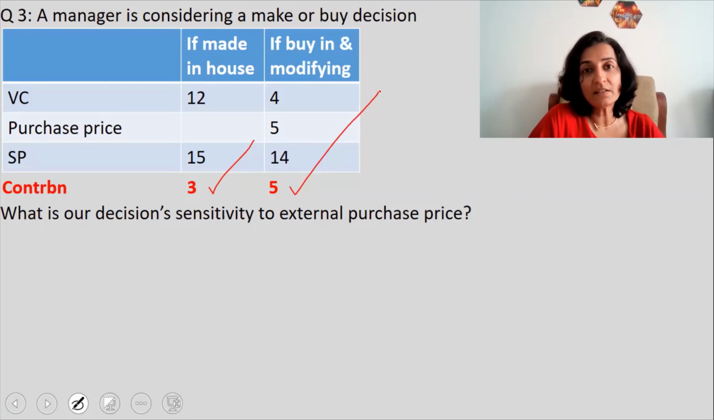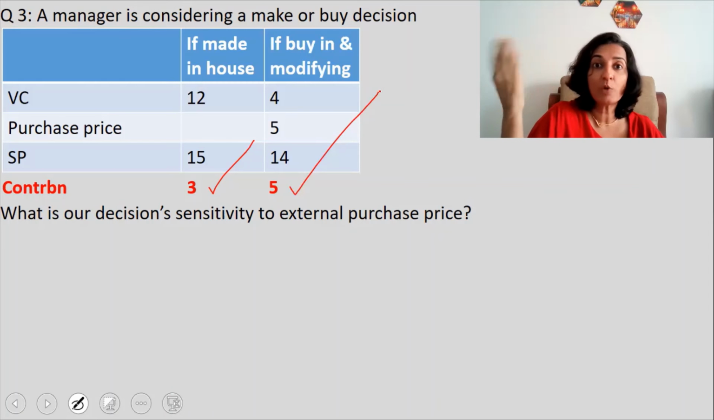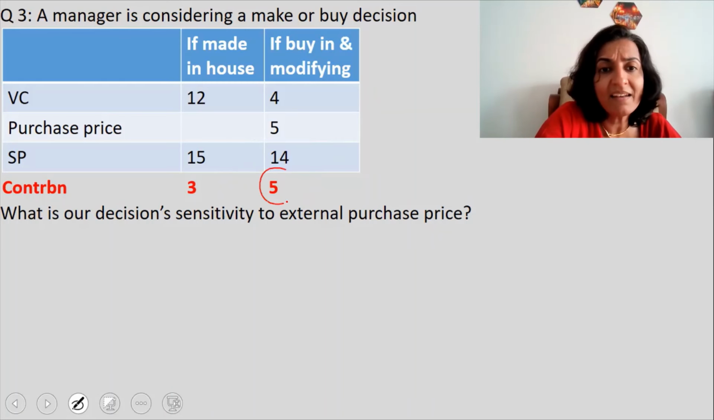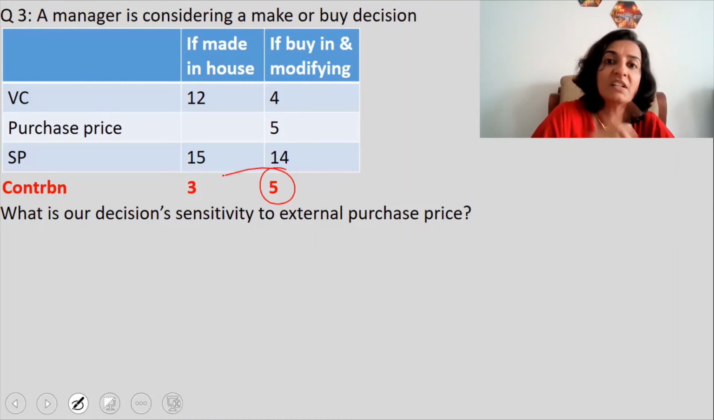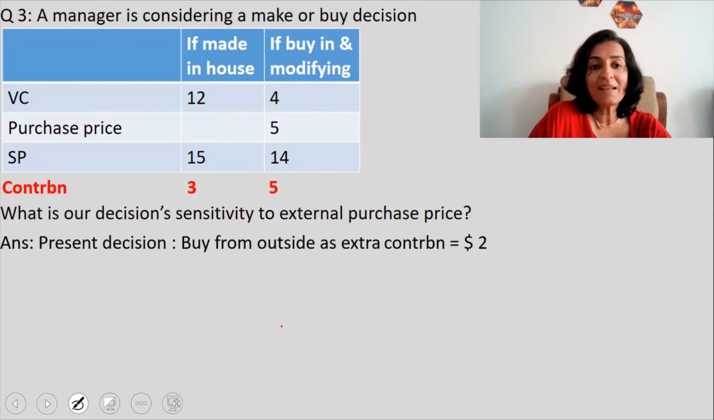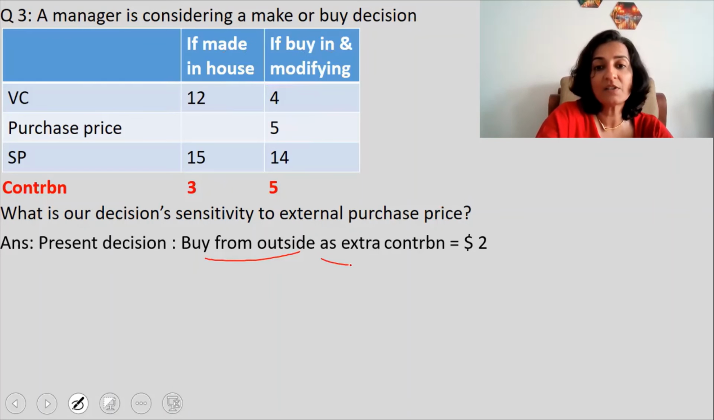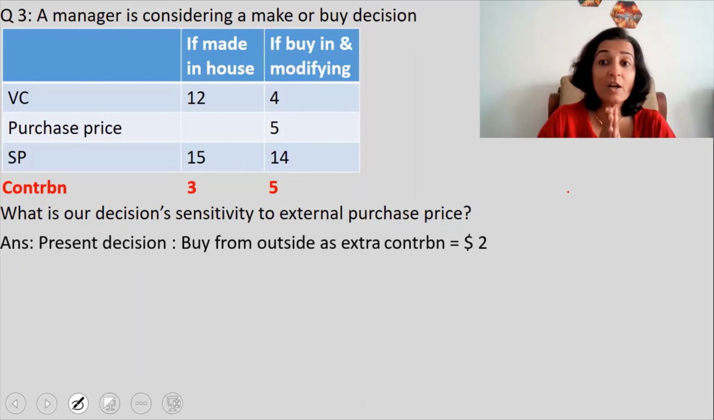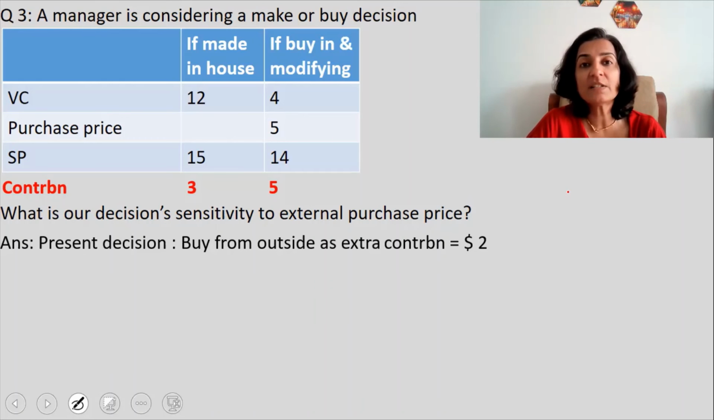So right now, what is our present decision? Will we make the raw materials or will we buy the raw materials? We will definitely buy the raw materials, correct? Because we are getting extra contribution if we are buying the raw materials. Extra by how much? 5 minus 3, or $2 is the extra contribution that we get if we buy the raw materials from outside. So let's make a note of it. Our present decision is to buy from outside because of the extra contribution of $2.